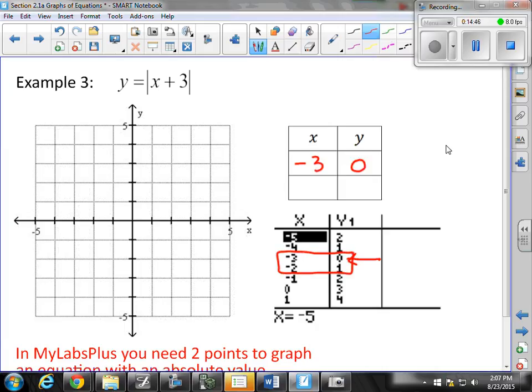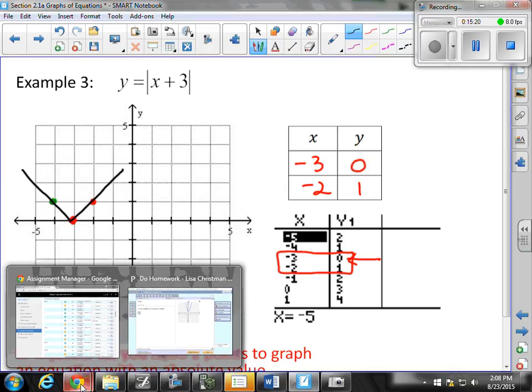Those are the 2 points I'm going to use to graph: -3, 0 and -2, 1. So by hand, I would do -3, 0, so -3 and then not up or down, and -2, 1. If I'm doing this by hand, I am going to pick a third point though, and by hand I'm going to do that -4, 1, because that's going to help me draw that V shape that I know I should have. When you're doing it in MyLabs Plus, you only need -3, 0 and -2, 1.